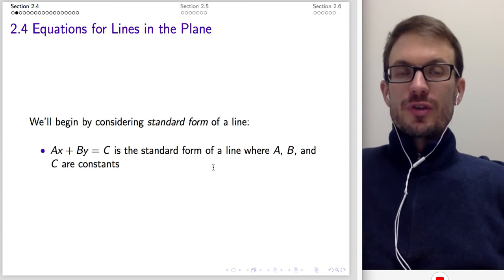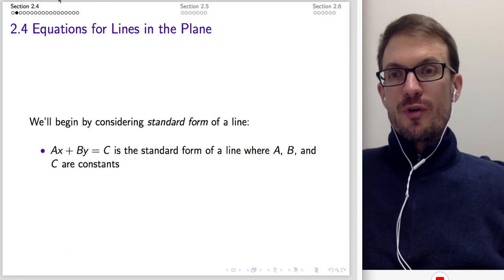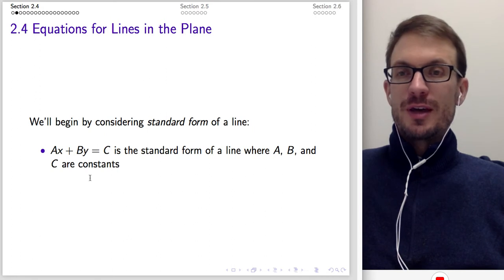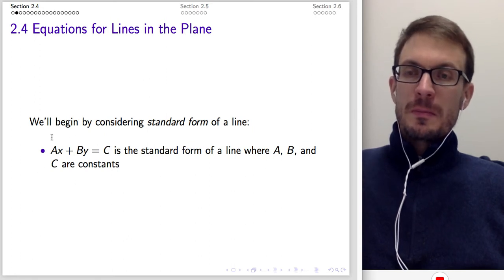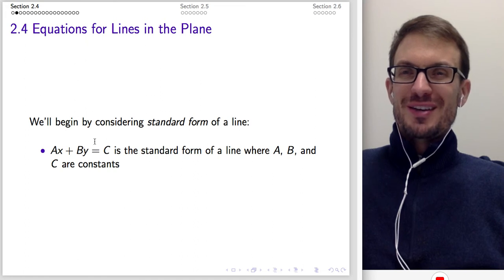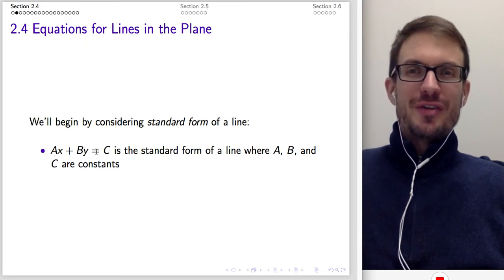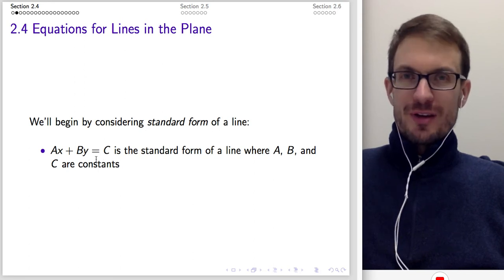Okay, so the first thing we'll do is think about the line in standard form. So ax plus by equals c is standard form of a line, where a, b, and c are constants. Take a look at this for a second. This is different than y equals mx plus b. You might be tempted to think that c here is the intercept, but it's not the intercept. It's only part of it.